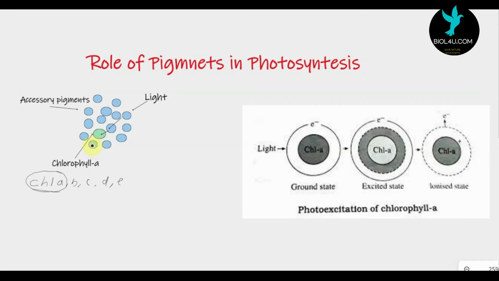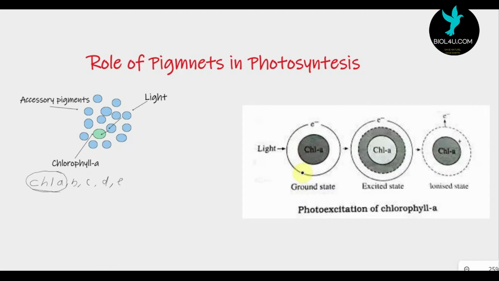Initially, this is chlorophyll-a. Here I have shown the different chlorophyll pigments and the carotene, generally known as accessory pigments. This green colored one is chlorophyll-a. At the beginning it is in the ground state, because it has the least energy; that condition is known as the ground state. Here also, this chlorophyll-a is in the ground state, meaning it has no sufficient energy.